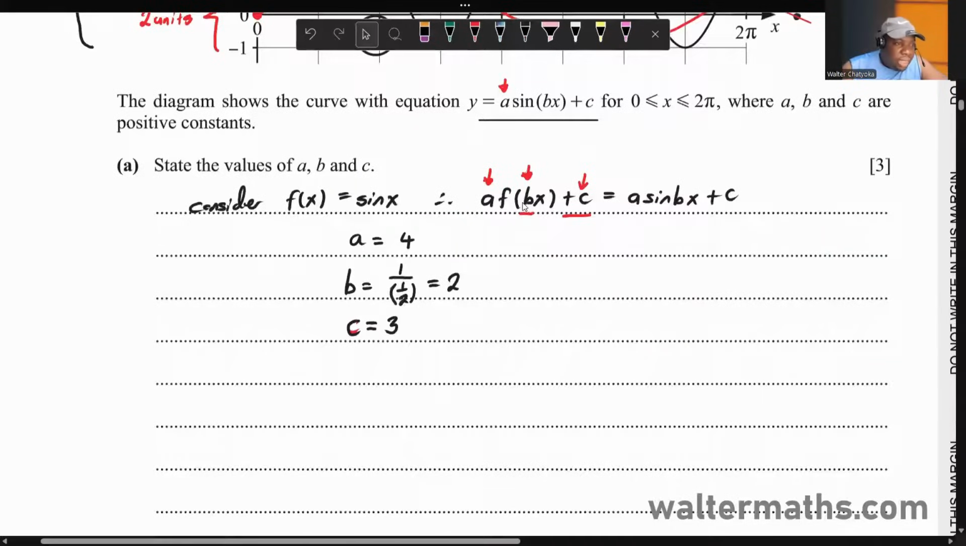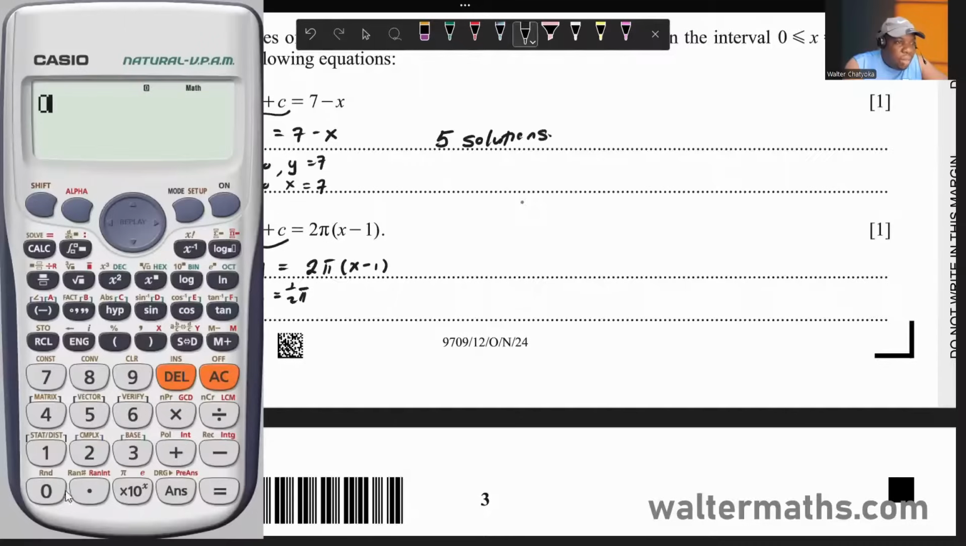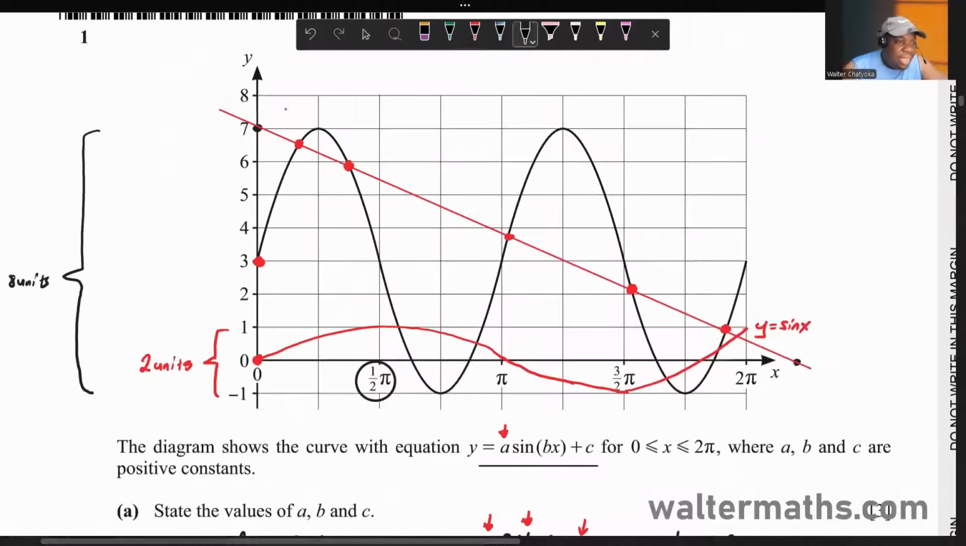So if x has a value of a half π, and we substitute that into here, we get 3.6 basically. So a half π and 3.6, maybe somewhere around here. Let me use a green pen.